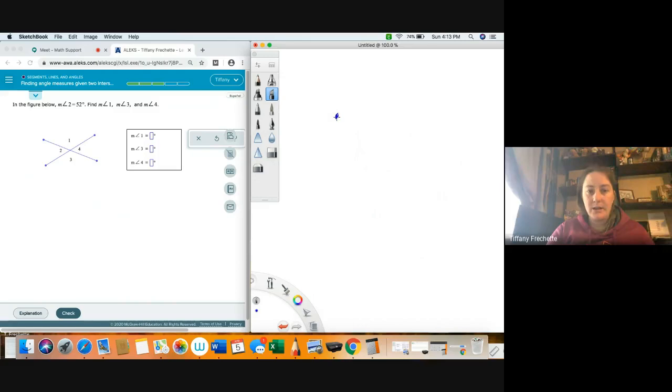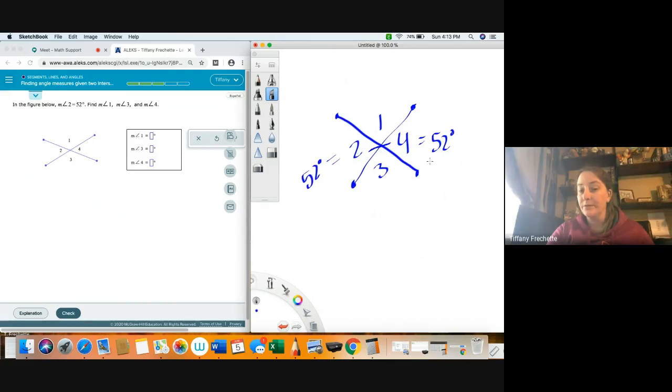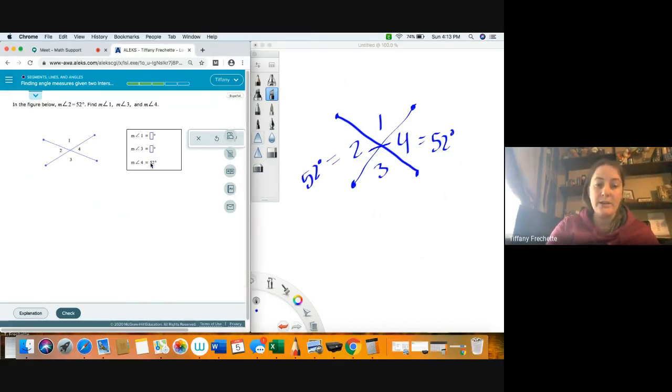Okay, so I have angles 1, 4, 3, 2, and they tell me that angle 2 equals 52 degrees. So I'm going to go right across. I don't even have to do any calculations. I know that angle 4 also has to equal 52 degrees. Again, that's called the vertical angle theorem, which we are going to learn a little bit more about in the next couple of lessons, but because we saw the pattern, I'm going ahead and introducing it to you now.